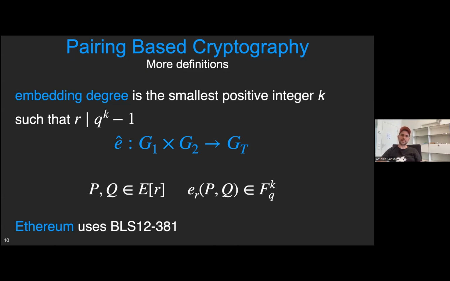The first definition we're interested in is the embedding degree. The embedding degree is nothing else than the smallest positive integer k such that r divides q^k minus 1. If you find this, k is the embedding degree. At this point, you can take the full r-torsion of E, which is nothing else than the points that have order r, and you can define pairings where the domain is these two points, P and Q, defined over G1 and G2, the groups over elliptic curves, and the codomain is over F_q^k, the k-th extension of F_q, where k is the embedding degree. For example, the most common curve used in pairing-based cryptography at the moment, the one used in Ethereum, is BLS12-381, and the 12 in this curve stands for the embedding degree of this curve being 12. So the k of this BLS curve is 12.